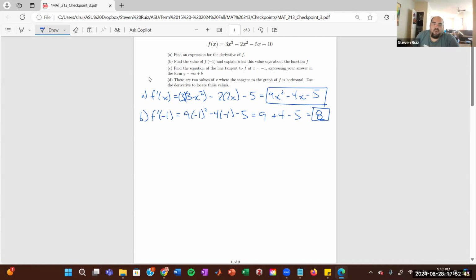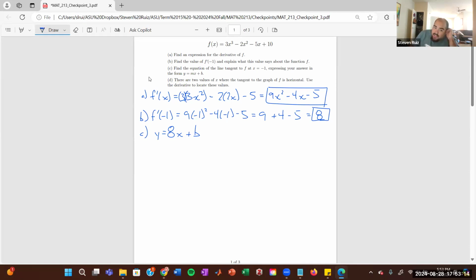All right, moving on. Find the equation of the line tangent to f at x equals 1. And we want to write our answer in this form, y equals mx plus b. So what information do we have here? Well, one of the things that a derivative tells us is about the slope of the tangent line. So I can already drop in 8 for m. I know the slope of this tangent line is going to be 8, and that comes directly from the derivative.